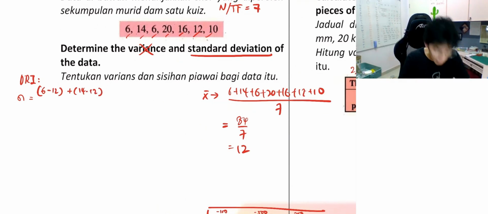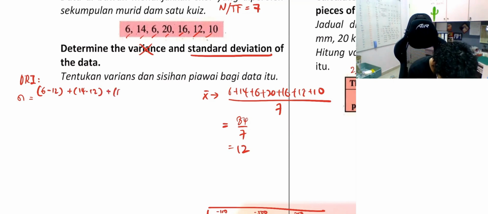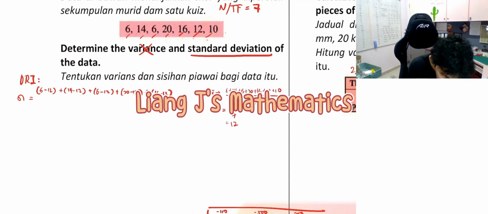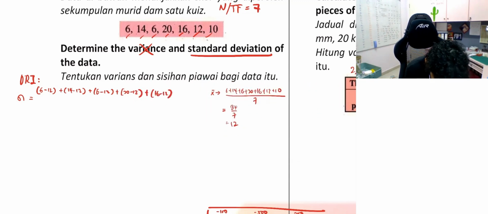Then after that, the next one, 6 minus 12. And the next one, 20 minus 12, right? So that will be a positive 8, very good. Then it will be 16 minus 12, a positive 4 there, very, very good. And after that, we have the next one, which is 12 minus 12, basically a break even. And finally, we have 10 minus 12, which is a negative 2.